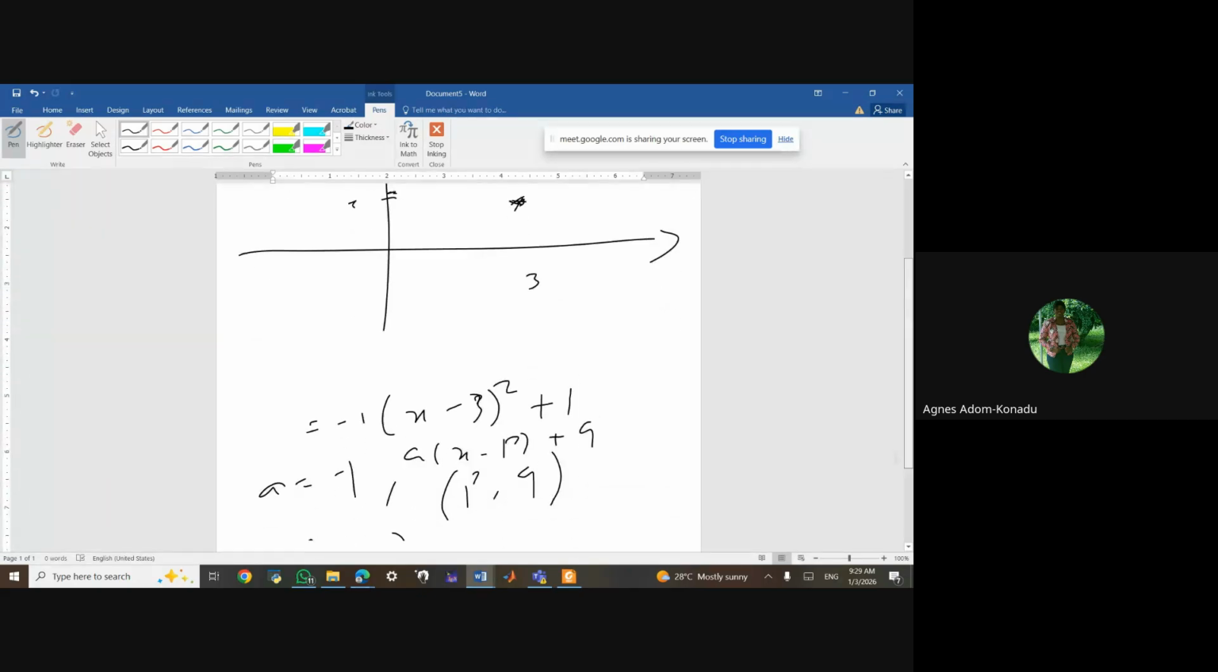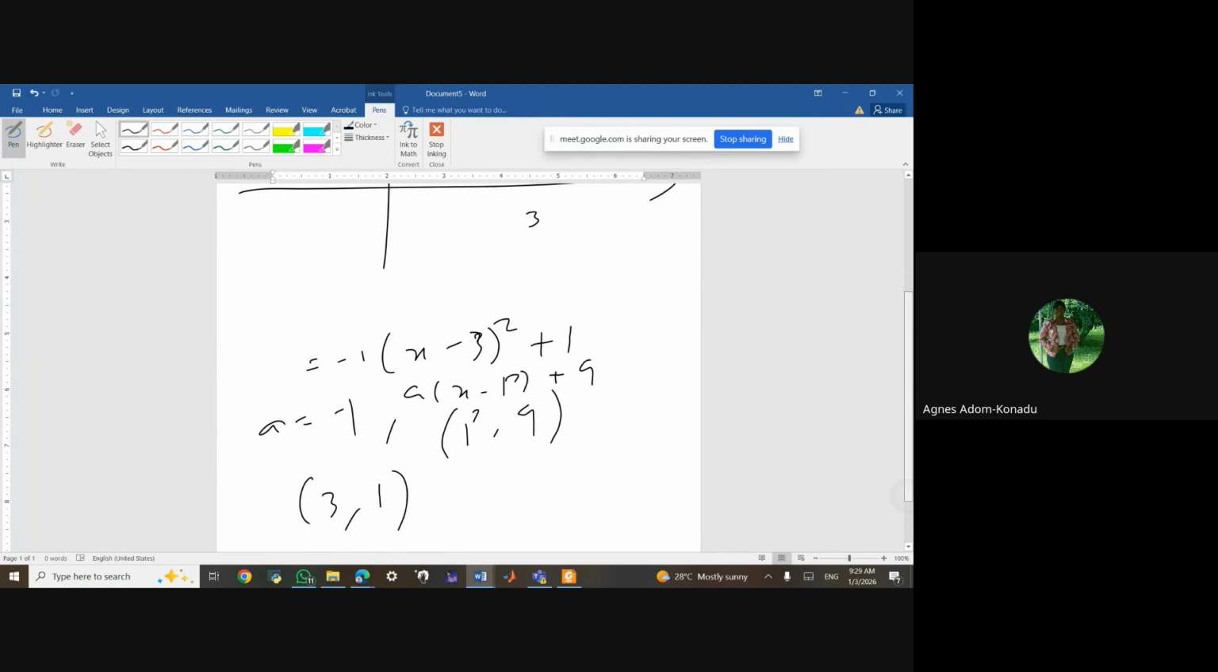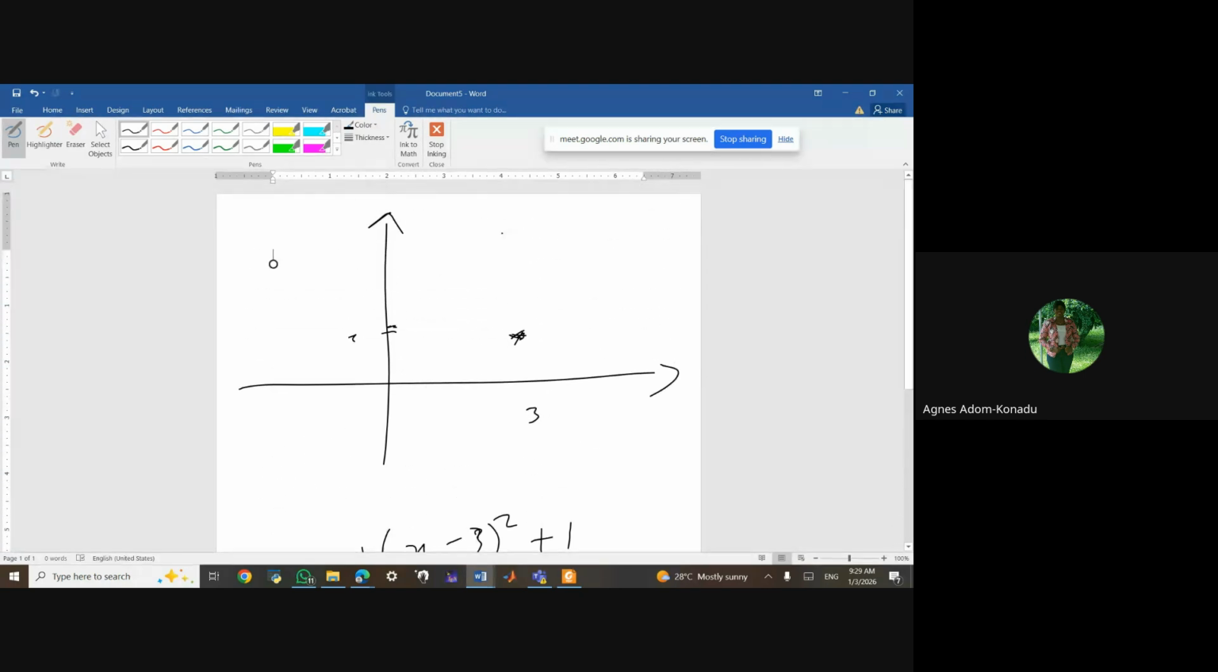And then I know that it's supposed to open downwards. So I have something like this. Okay, so my axis of symmetry is this, so it is the line x equal to 3. And then the maximum point, as you know, is this. So the maximum value is y equal to 1.